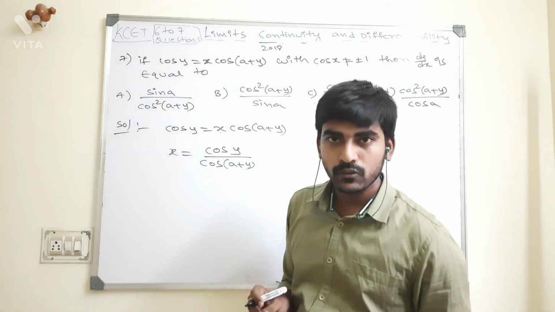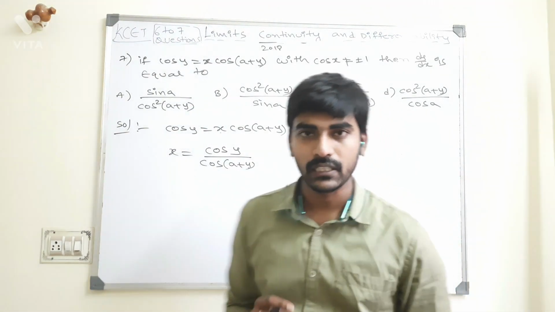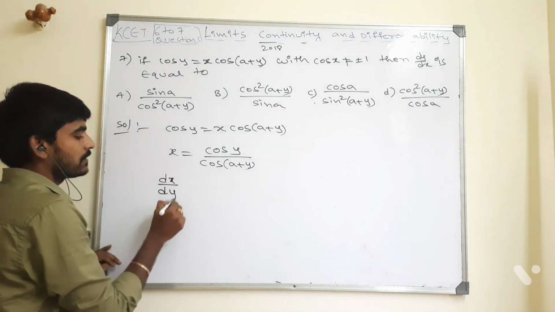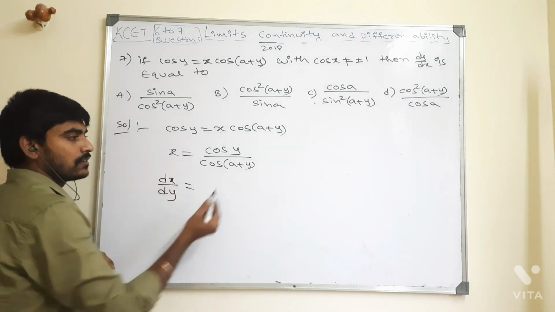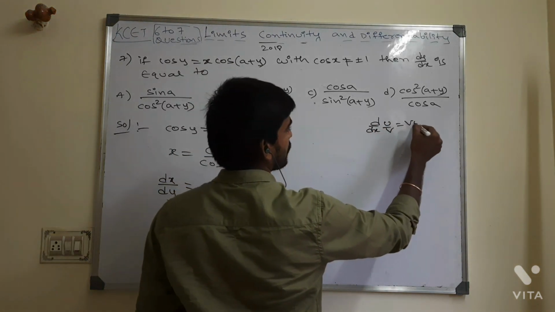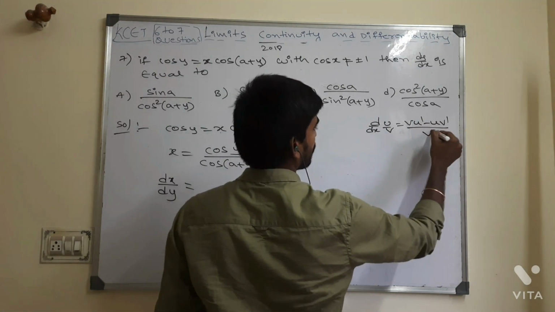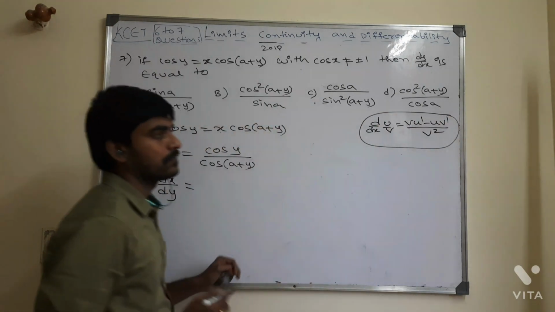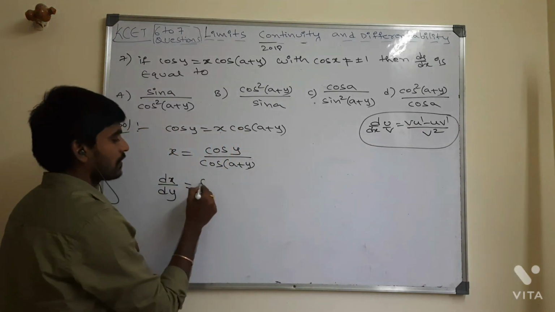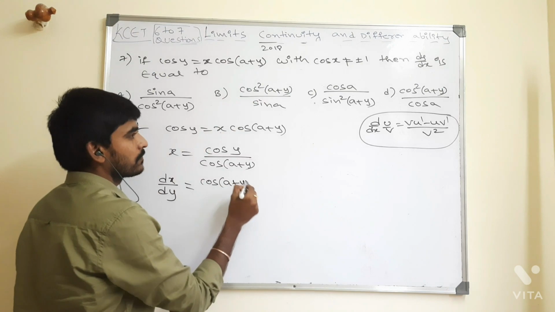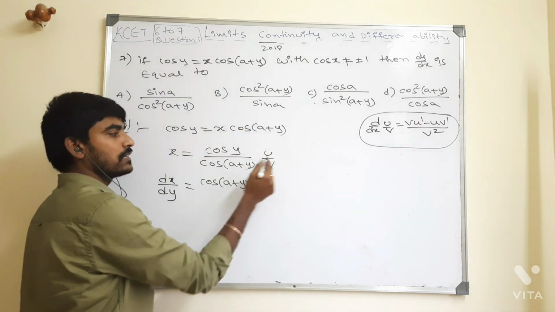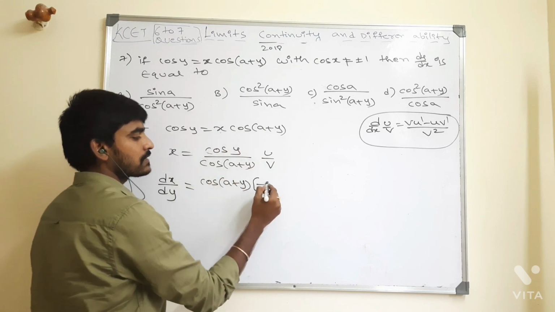dx by dy. I hope everyone knows the formula: d by dx of u by v is (v u dash minus u v dash) by v square. Okay, right? Now, what is v here? Cos of (a plus y). What is u? U dash means derivative of the numerator part. Cos y derivative is minus sin y. I am doing it with respect to y only. It's very clear, differentiating on both sides with respect to y.